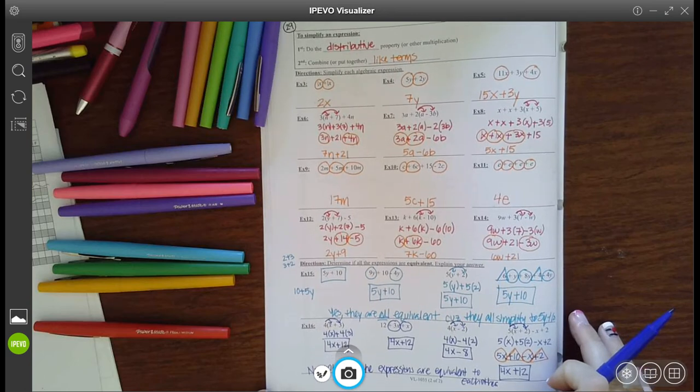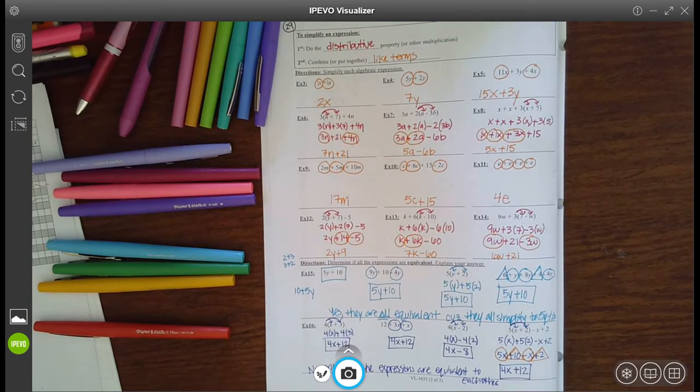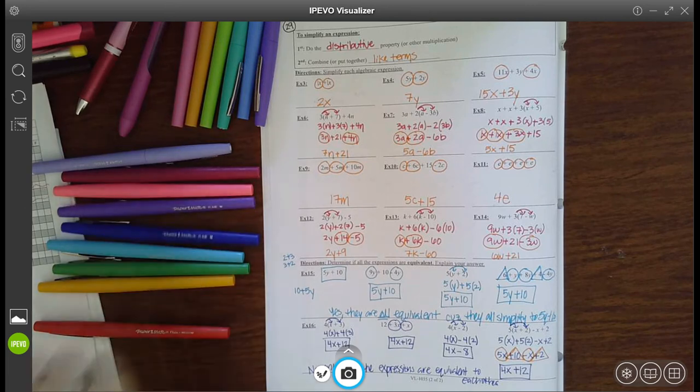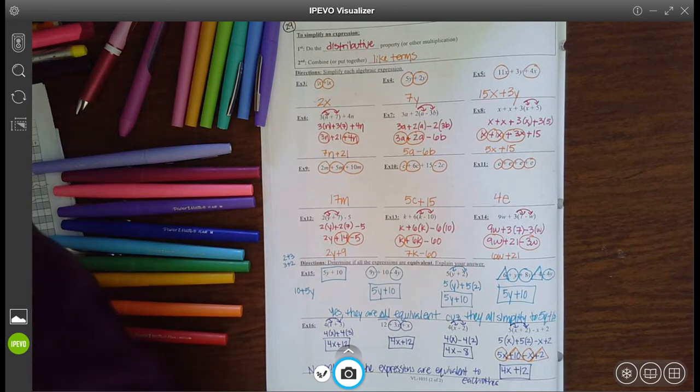If you got all of those right, awesome. There was a lot involved in here. You needed to know like all the different vocab and how to distribute and how to combine like terms. Congratulations, you just mastered a lot of different concepts, my little mathematicians.